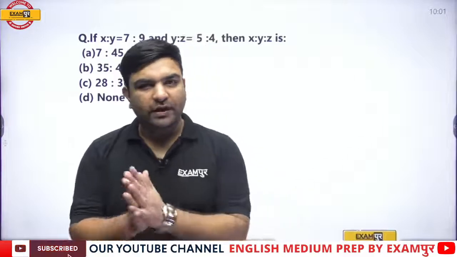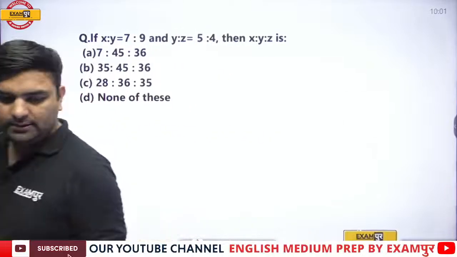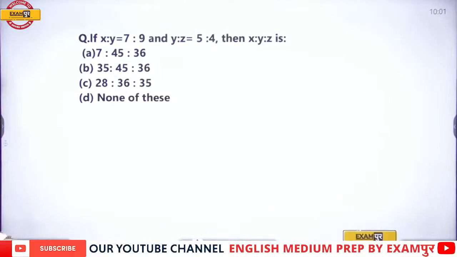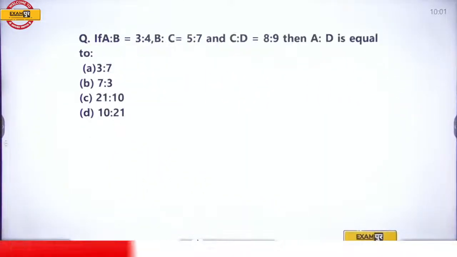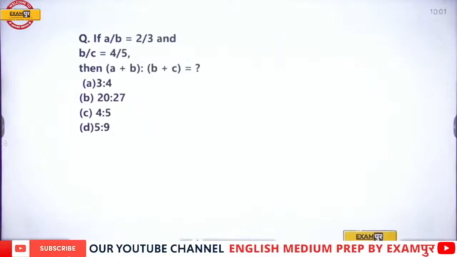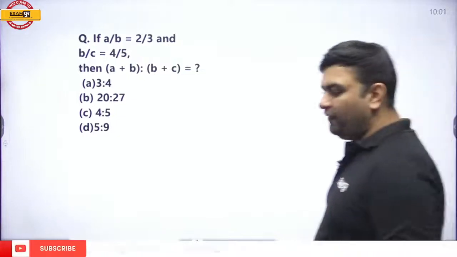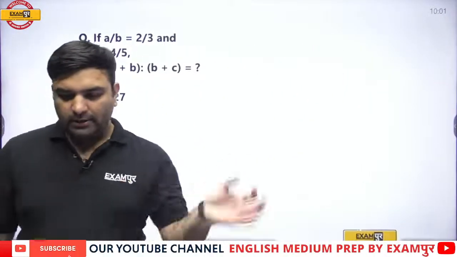Okay, so we have finished the ratios part. Now we will begin with the proportions part. Then we will move on to the type wise. I think we have covered till here. This was the homework given to you. So first we will discuss this question, then we'll move on.